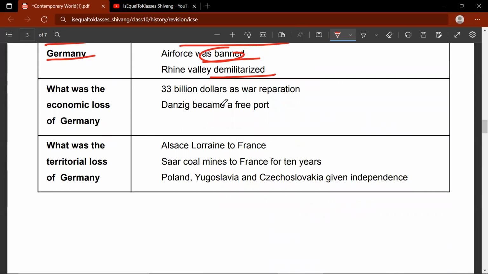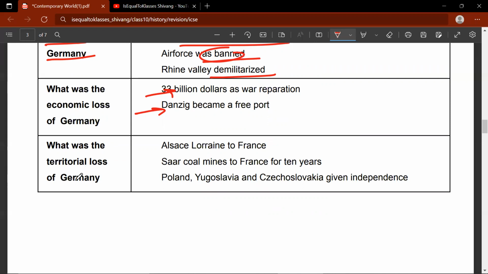What was the economic loss of Germany? $33 billion as war reparation. Danzig became a free port. Danzig was basically a major commercial hub and port, and it provided huge financial resources for Germany. When Danzig became a free port under the control of the League of Nations, it denied Germany that financial and revenue stream to pay back its war reparations.